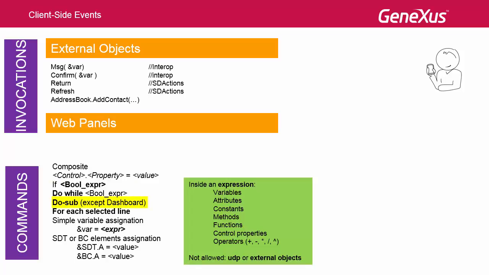Invocations to subroutines can also be used, except in the dashboard object. In the command for each selected line, only a proc can be invoked. It's invoked once when it's online. On the server, it's invoked n times for each selected line, and the result is returned in a JSON format. In assignments to a simple variable, we can assign an expression or an invocation to a proc that returns the value. But an SDT element or business component can only be assigned a value, not an expression.